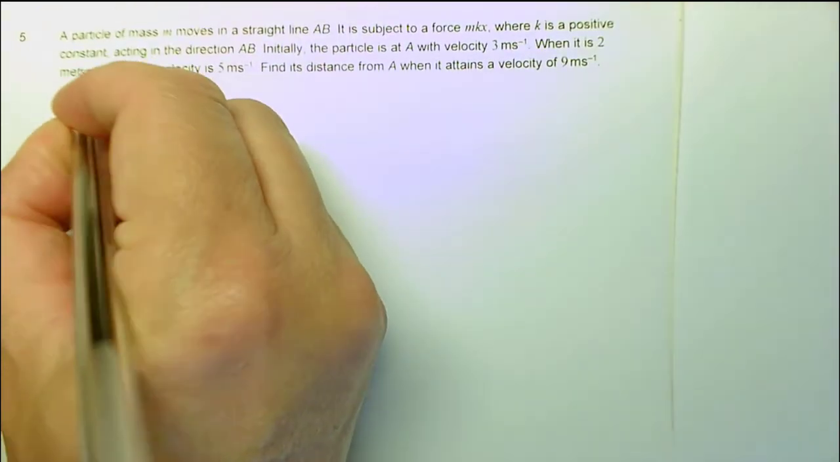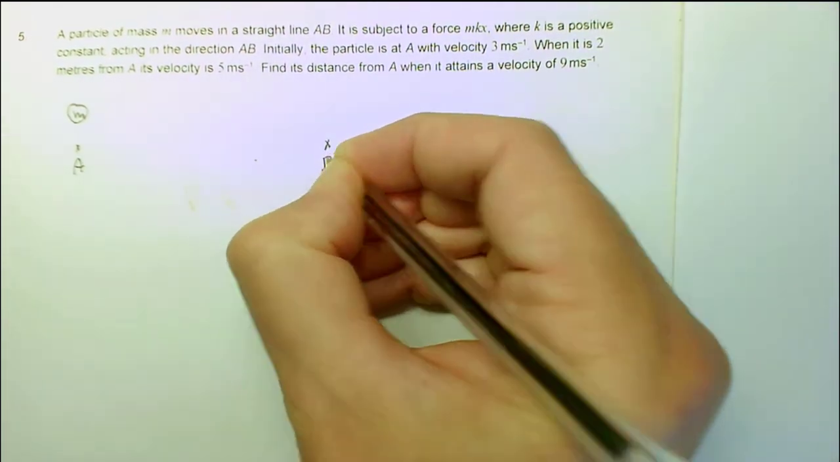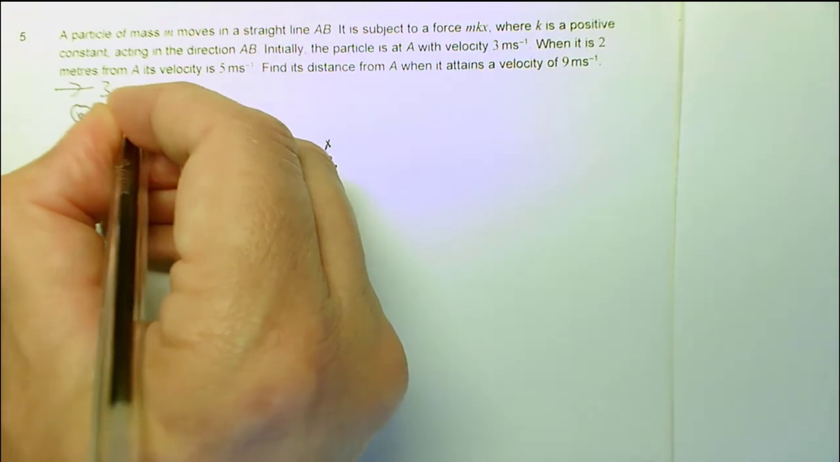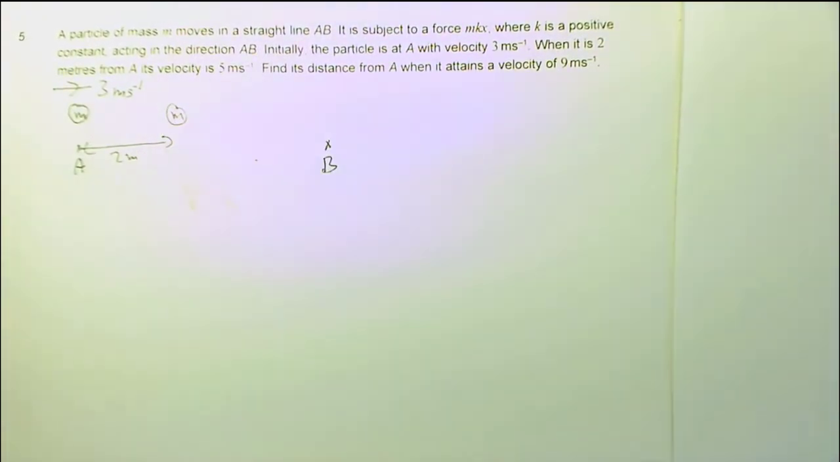Right, let's go back to the question we started off with. We have a particle of mass m starting at point A. It's heading towards point B. We know that at the initial position it has velocity 3 meters per second, and once it has moved 2 meters, it has velocity 5 meters per second. Let's see what we can do with this information if we start applying the chain rule.